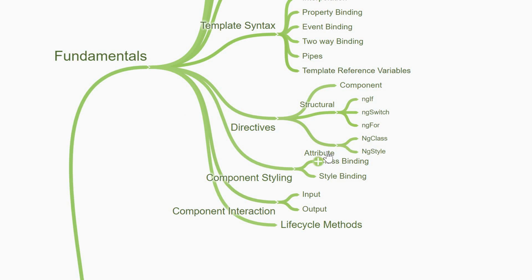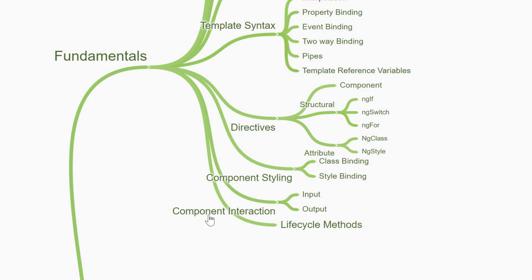Lastly, you have attribute directives that change the appearance or behavior of an element, component, or another directive. There are a few built-in directives, which takes us to the next concept: component styling. For adding and removing classes, you have the ngClass built-in directive, and for adding styles, you have the ngStyle directive. Both are examples of attribute directives.